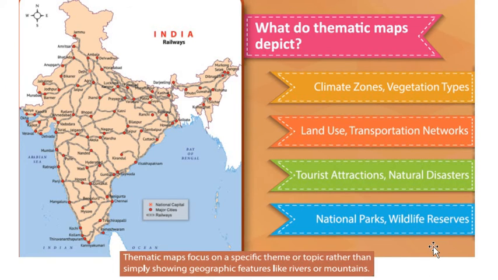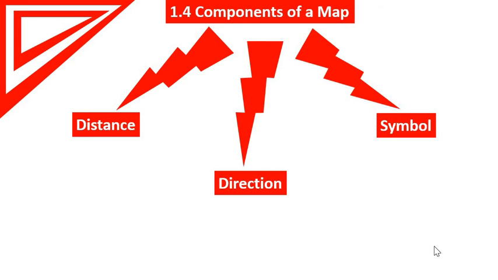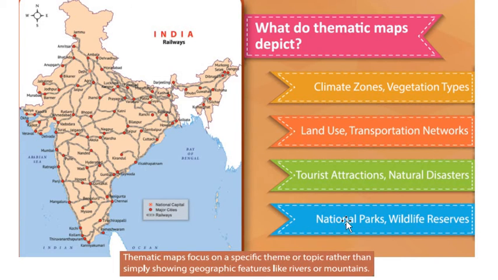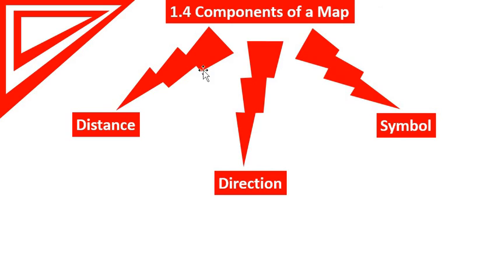Next part of our class is regarding components of a map. What are the various components? Here we have seen a few. See, symbols, legends, colors, directions also. See here, north, south, east, west directions are present. So let us talk about it. The major components are number one, distance, then direction, and finally symbol.